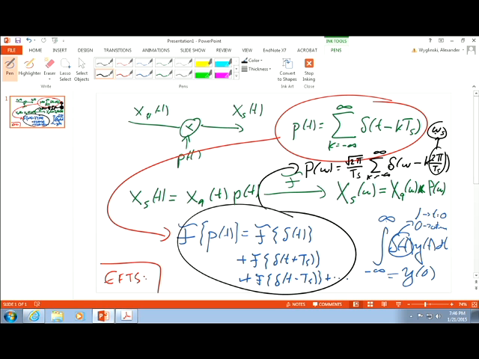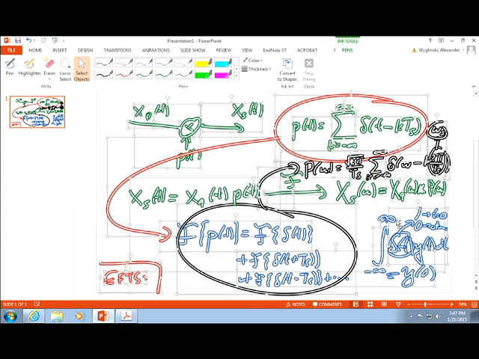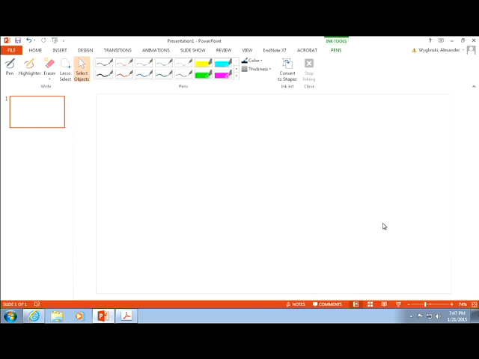So now, what you've got is you're taking X_A of omega. Let me erase this. What you're essentially doing now is, so now I have X of omega equal to X_A of omega convolved with P of omega.